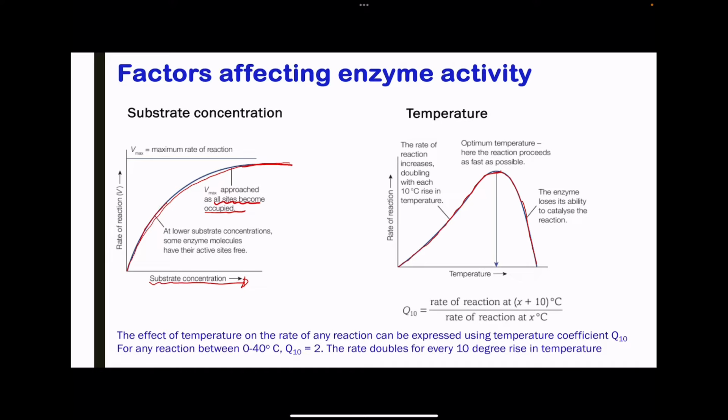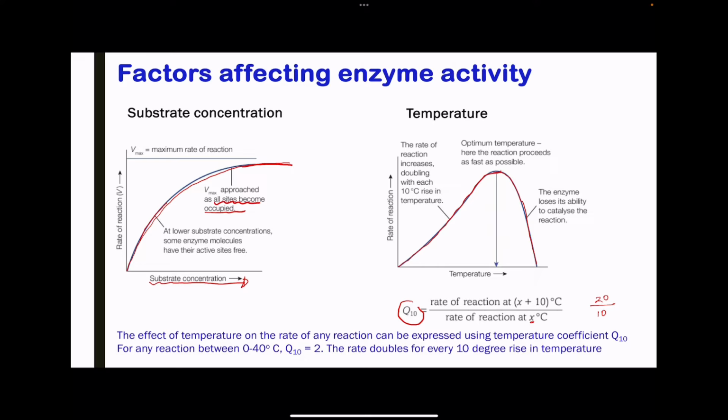So the rate of reaction slows down. Also, when we look at how temperature affects the rate of reaction, we'll look at the factor which we call the Q10. The Q10 is the rate of reaction at a specific temperature plus 10 degrees divided by the rate of reaction at that particular temperature. For example, if the particular temperature we're calling X here is 10 degrees, then the numerator is going to be the rate of reaction at 20 divided by the rate of reaction at 10, and that will give us the Q10. So the effect of temperature on the rate of any reaction can be expressed using that coefficient we call the Q10.